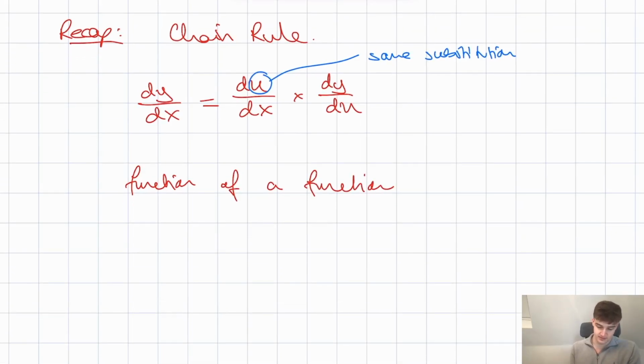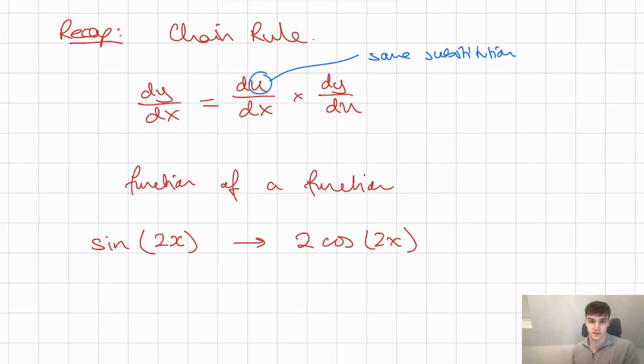What I mean is, let's say you had sine of 2x. Now, if you want to differentiate that, hopefully you will know by this point that it goes to 2 cos of 2x. But one justification for that is the chain rule. The function of the function here is that your first function is sine, and the second function is a very simple one, it's just 2x. So that's what I mean when I say function of a function.